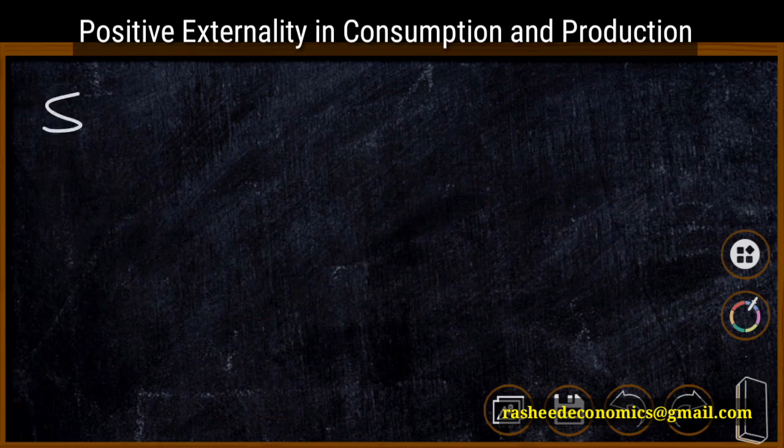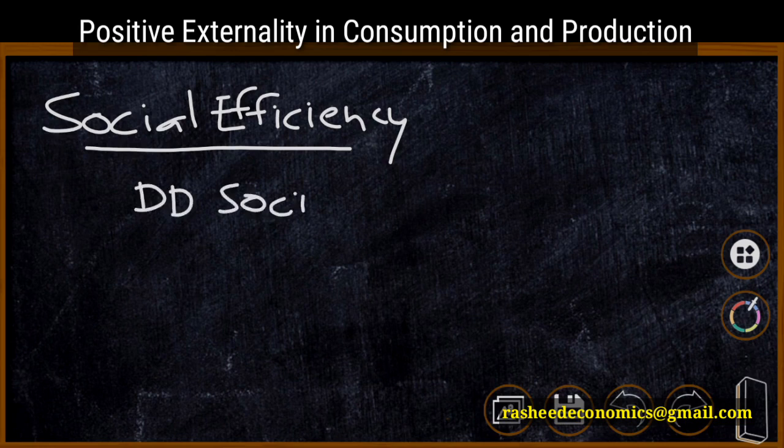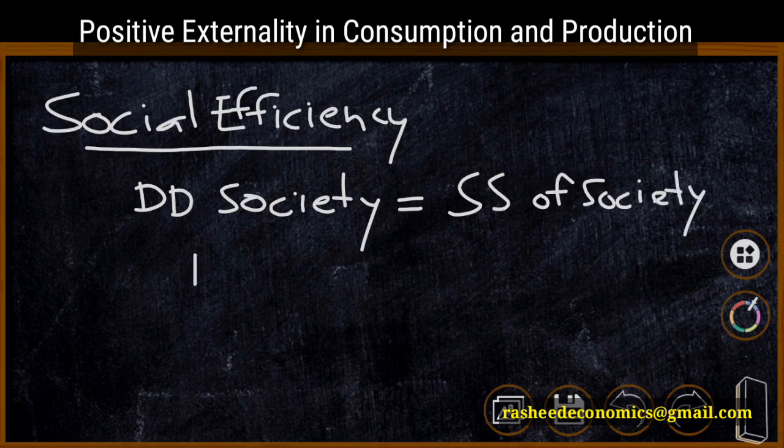Social efficiency, or the optimum point for the society, is different from private efficiency or allocative efficiency. Social efficiency considers social demand and social supply. In the case of social efficiency, the demand of the society is equal to the supply of the society. Here we are considering the marginal social benefit. Marginal social benefit means benefit to the society including private benefit, and it is equal to marginal social cost including private cost.